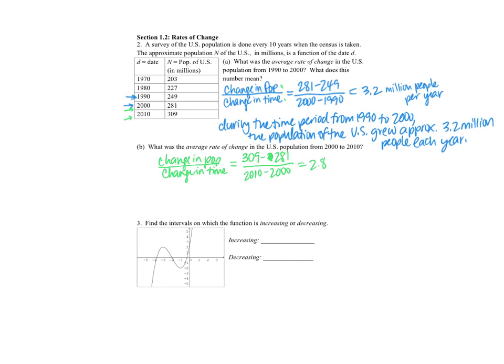And again, the units of that are going to be the units of the top per units of the bottom. And I see that the top is measured in million people, and the bottom is measured in years. So the units of the 2.8 are million people per year.